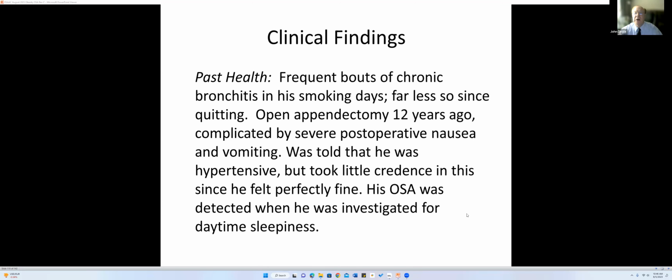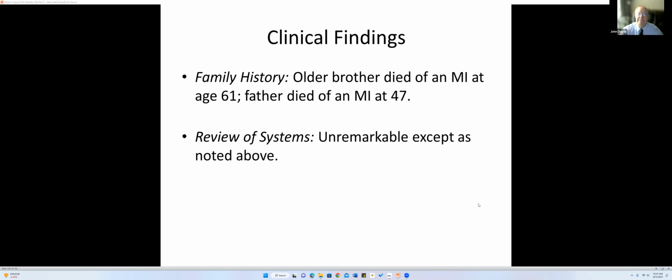Frequent bouts of chronic bronchitis in the past when he smoked, far less since quitting. Open appendectomy 12 years ago, complicated by severe postoperative nausea and vomiting. Told he was hypertensive, but took little credence in this since he felt perfectly fine. His obstructive sleep apnea was detected when he was investigated for daytime sleepiness. Family history: older brother died of myocardial infarction at 61, father died of MI at 47. That's considered a problem, of course.